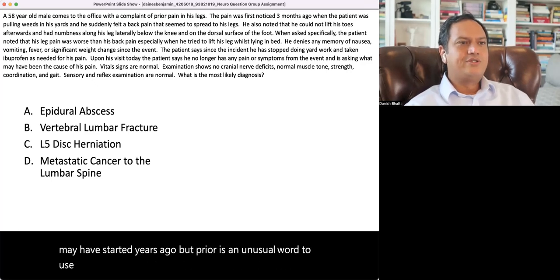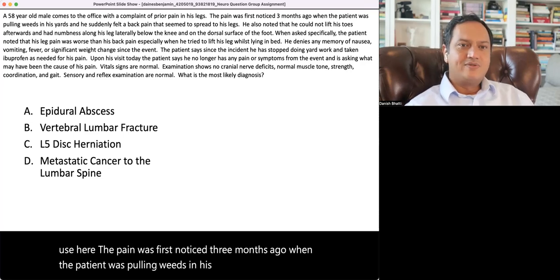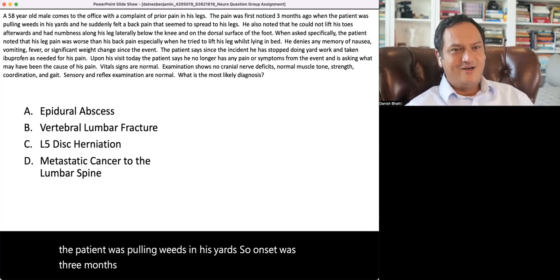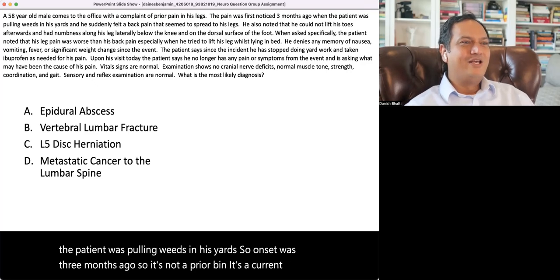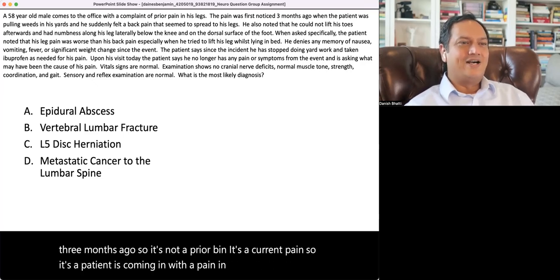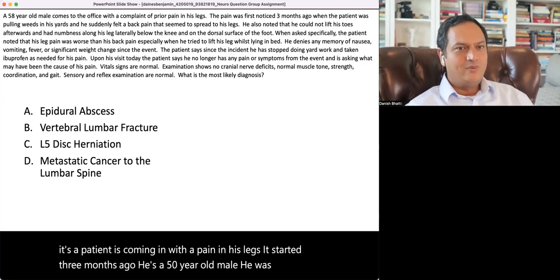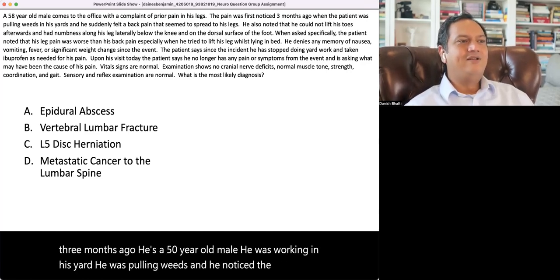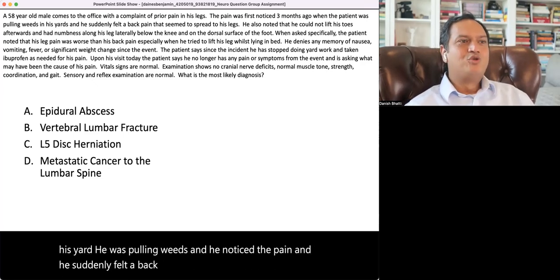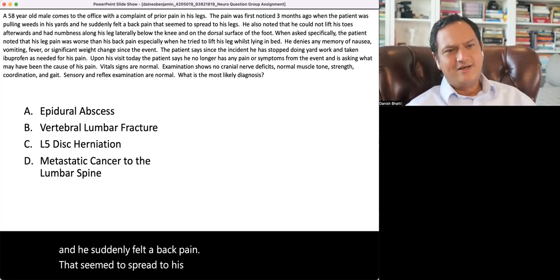The pain was first noticed 3 months ago when the patient was pulling weeds in his yard. So onset was 3 months ago, so it's not a prior pain, it's a current pain. The patient is coming in with a pain in his legs. It started 3 months ago. He was working in his yard, pulling weeds, and he suddenly felt a back pain that seemed to spread to his leg. So that's a classic disc herniation.